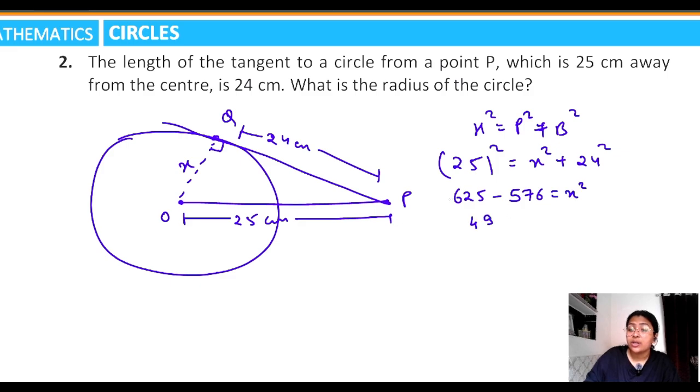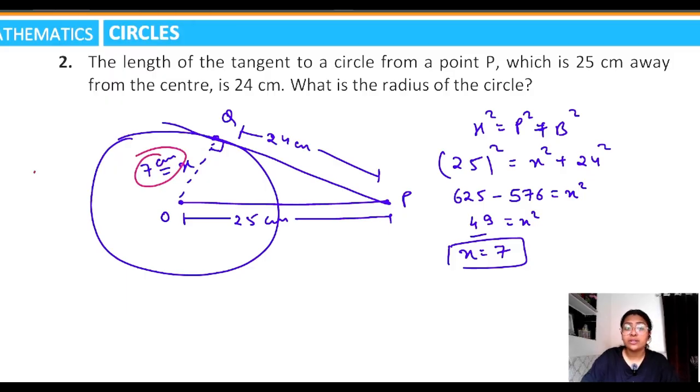Subtract these numbers. 625 minus 576 is 49. x square is equals to 49. So the value of x is 7. It means the radius of the circle is 7 centimeter. This is the answer. Okay, learners, any doubt in this question? No? Okay, let's move forward.